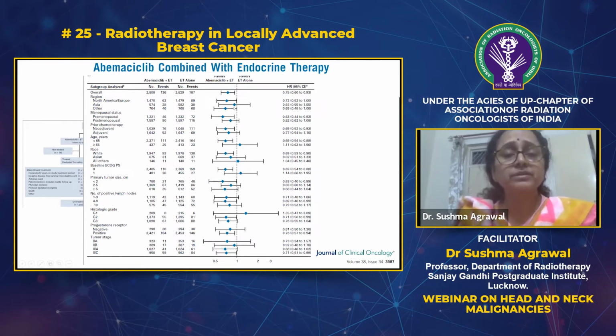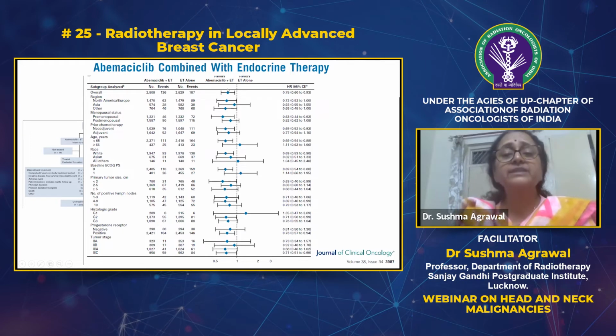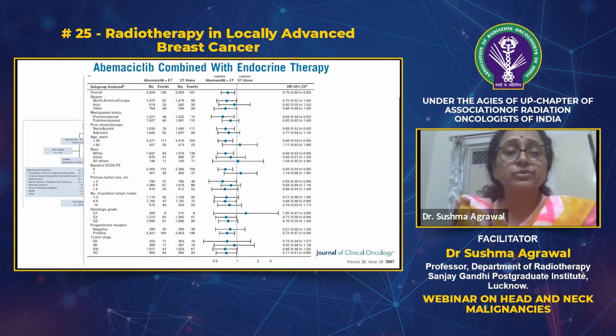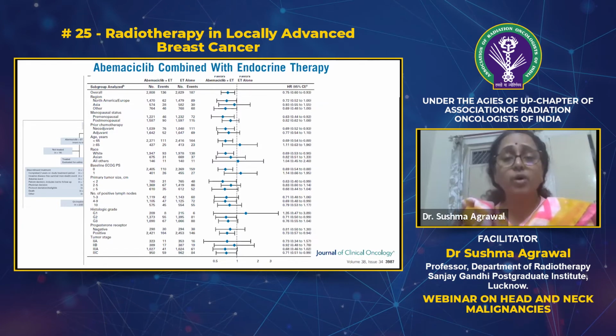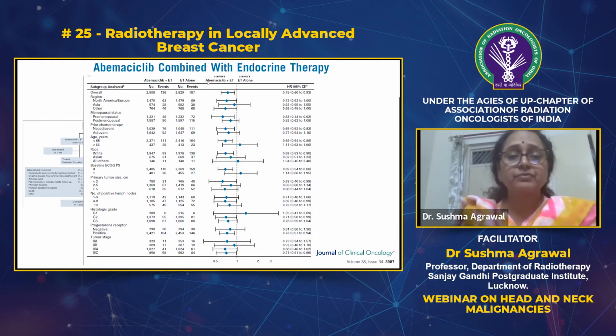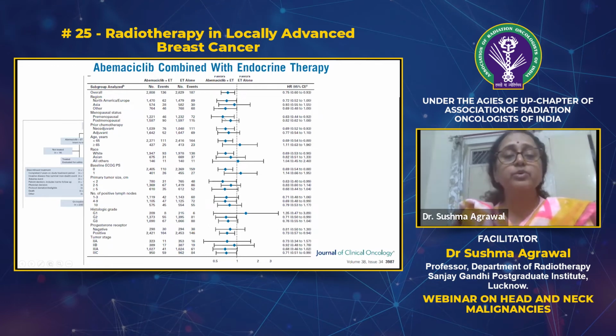So abemaciclib has shown an improvement as compared to endocrine therapy alone. So what do we do in ER positive patients, the hormone receptor positive patients? After completion of the entire therapy, we put them on endocrine therapy, which is the standard of care. So does abemaciclib along with the standard of care hormone therapy improve the results? So it does improve.